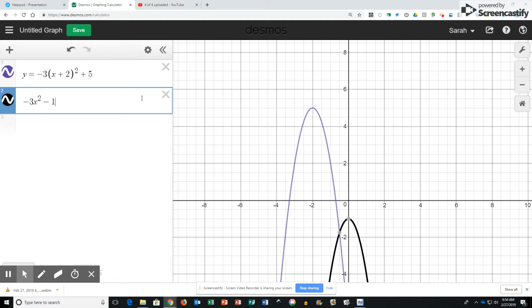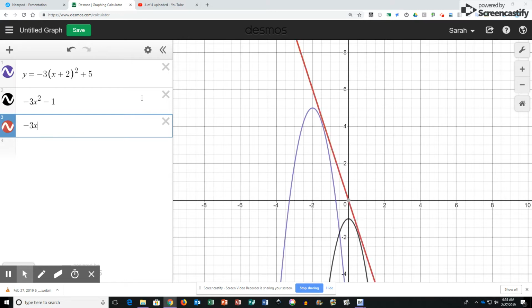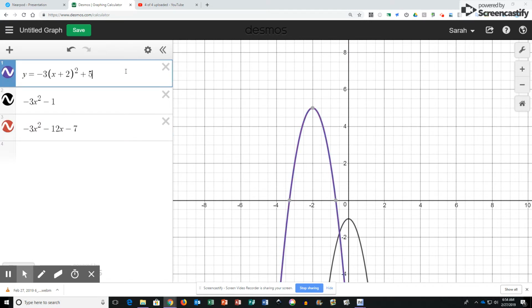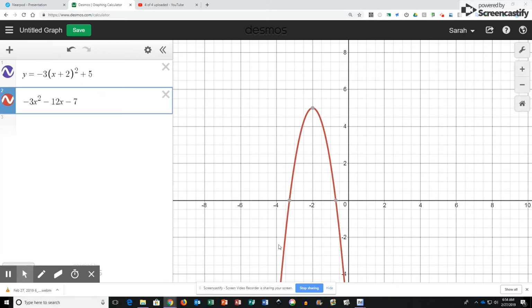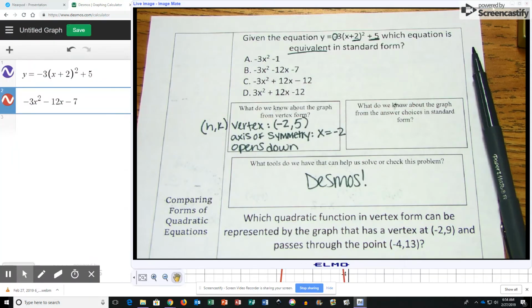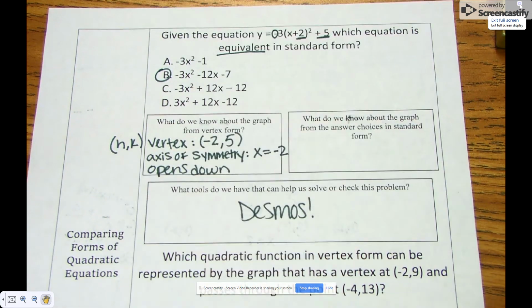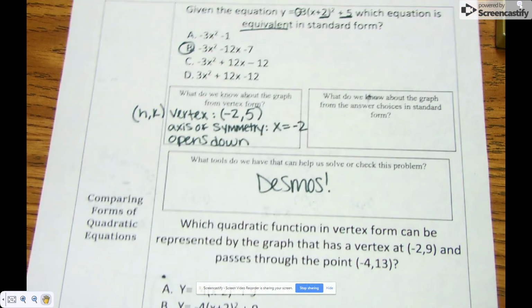All right, let's try another one. The answer choice B is negative 3x squared minus 12x minus 7. Hey, I messed that up. Let's fix it. There we go, minus 7. All right, that one does match. It's one on top of another. Okay, so that makes my answer choice B on my paper. Pretty easy.